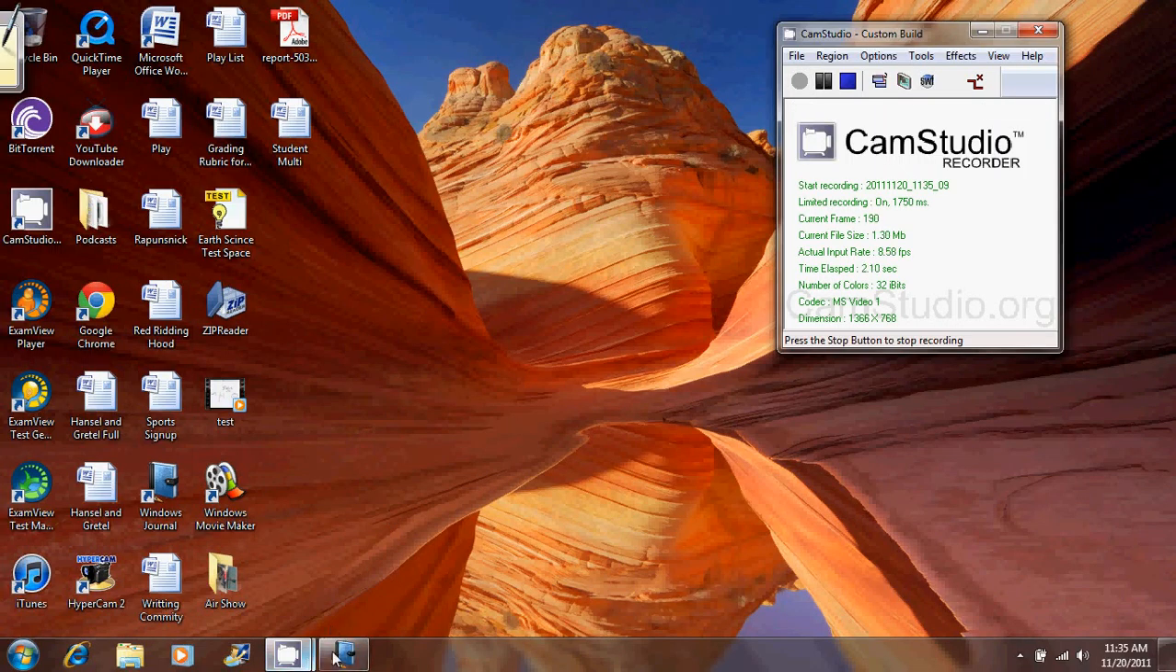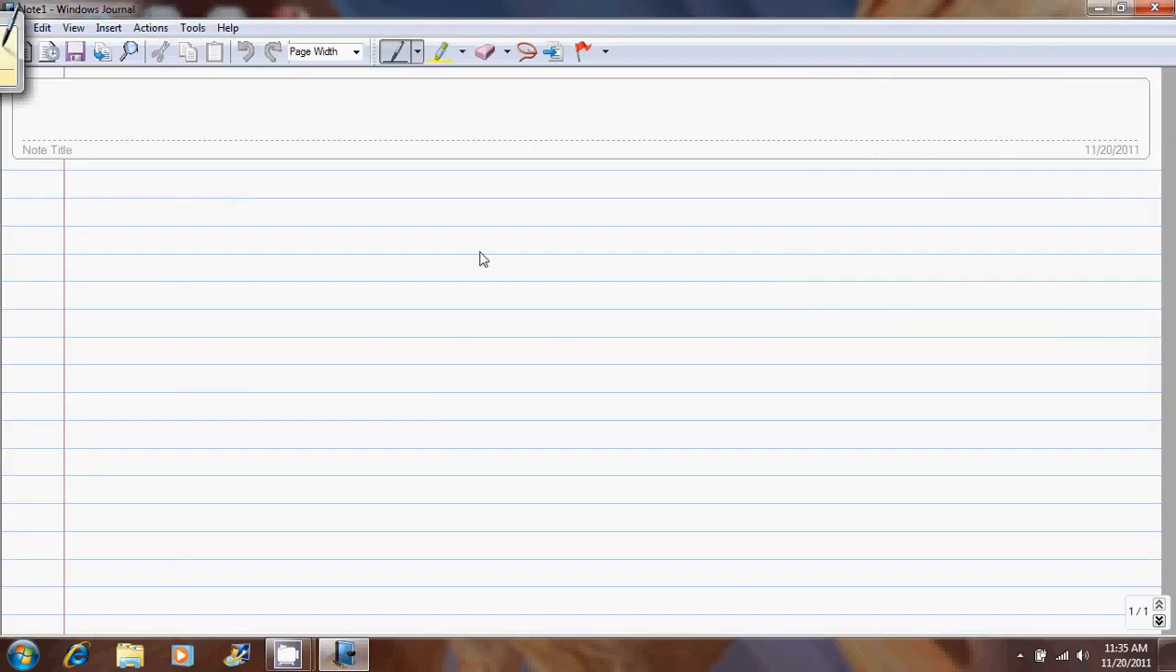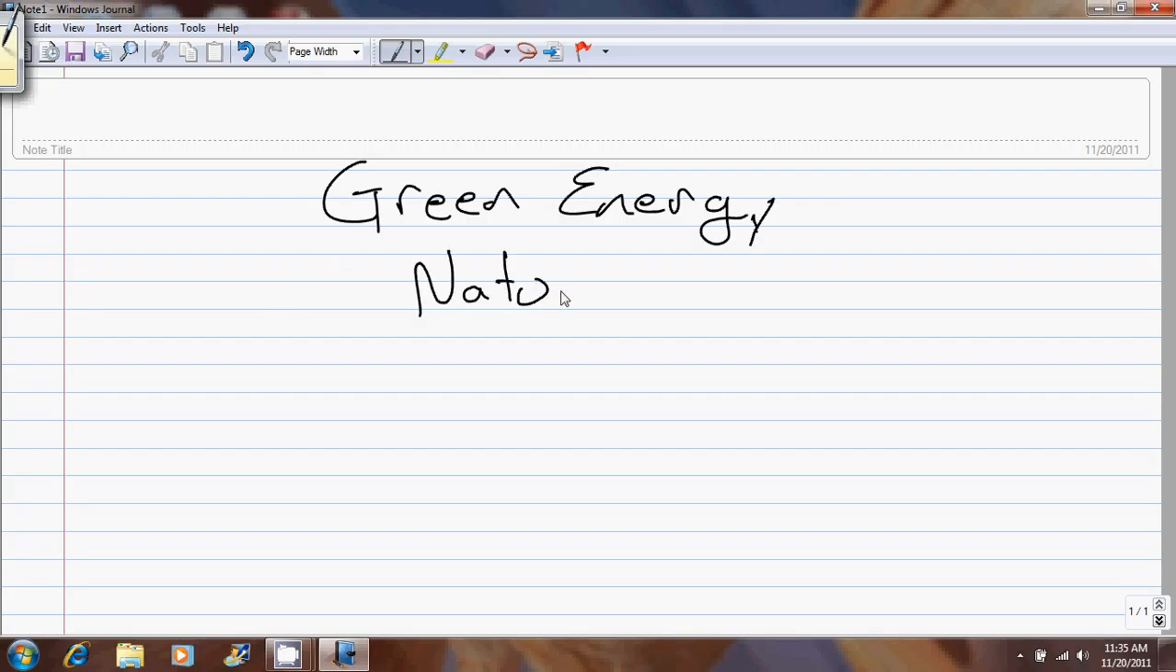Alright, how's it going? So this is just a brief explanation of what we talked about on Friday with the whole green energy idea we came up with. So we're talking about green energy. And the reason they call it green energy is because it's using natural processes of actually making energy.